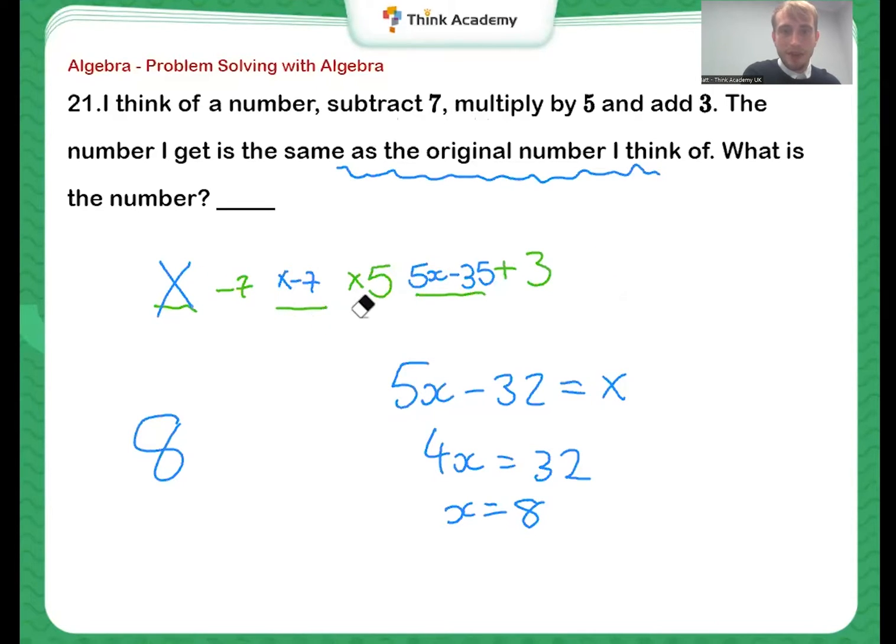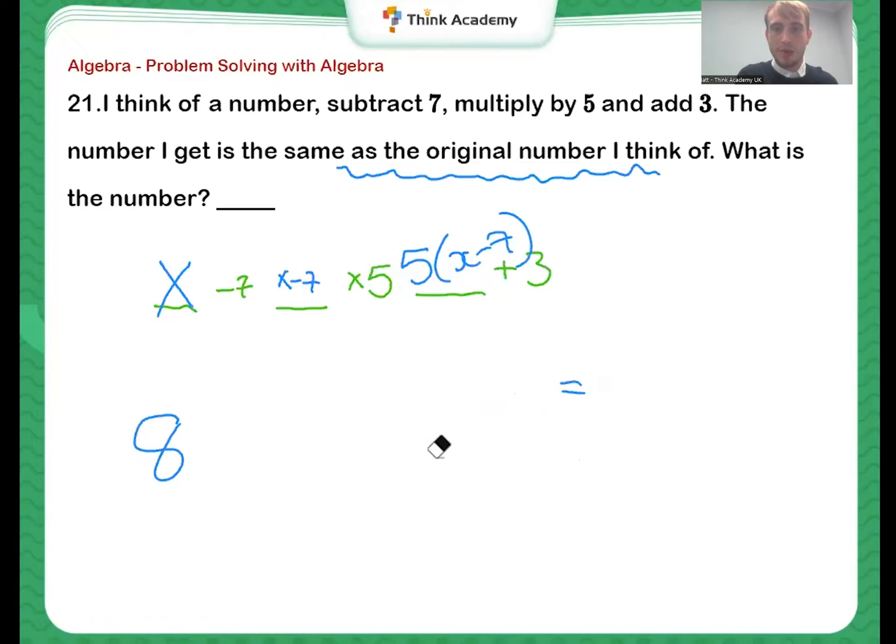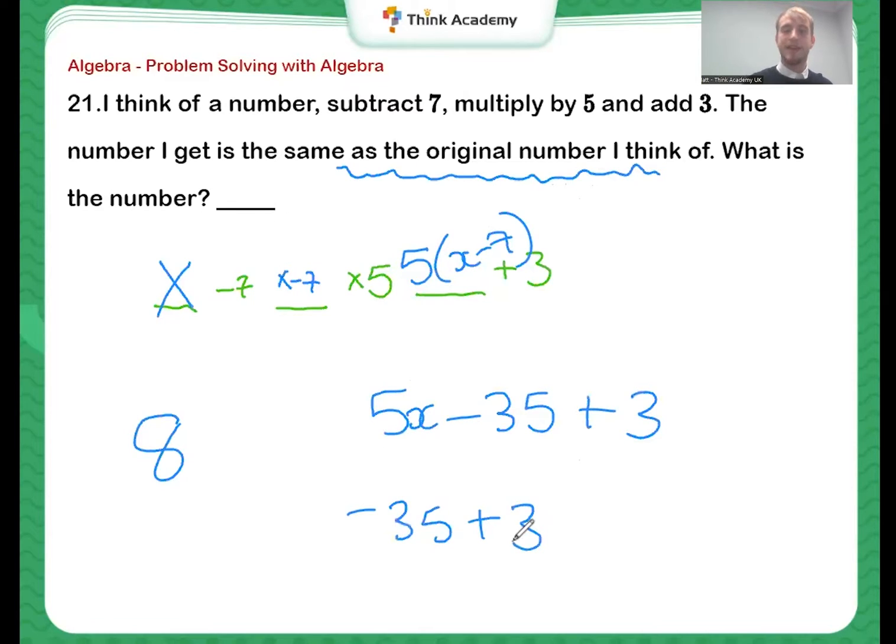So x minus 7, when you times by 5, you're going to get 5 bracket x minus 7. Now 5 bracket x minus 7, when we times by brackets, remember we teach it a bit like a shopping bag in class, you want to times everything by the brackets. So you have 5x minus 35. And then the next stage in the function machine is to add 3.